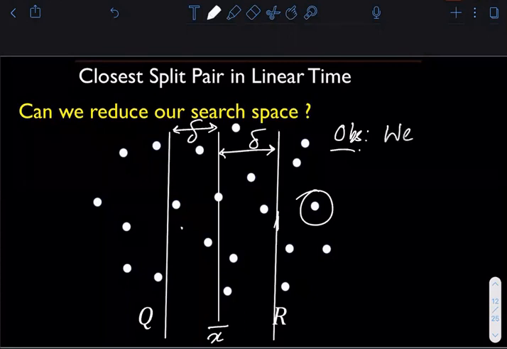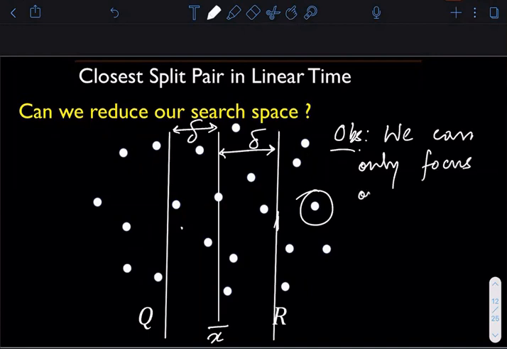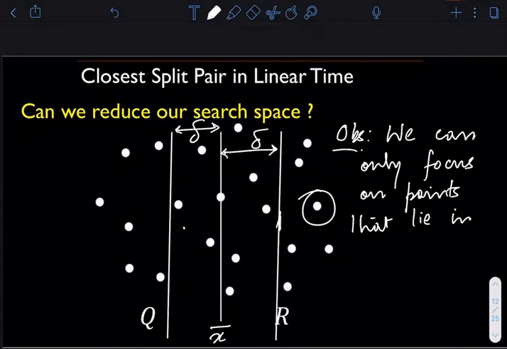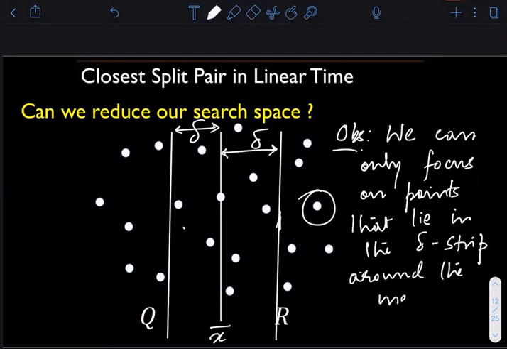So the observation is, I will come to that question of delta over 2 shortly, we can only focus on points that lie in the delta strip around the median.